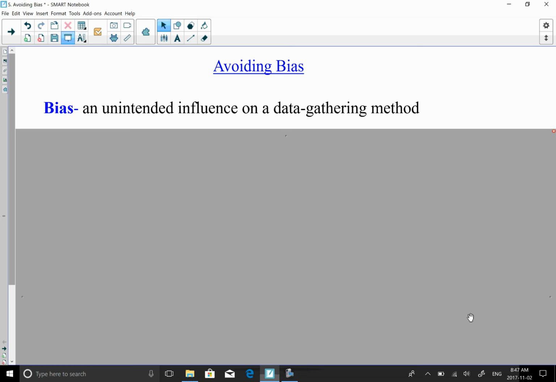Talking about avoiding bias today. So I've been talking about bias a little bit in the last few lessons. Bias is defined as an unintended influence on data gathering method. In my opinion, it could be unintended or it can be intended. You just don't want any bias when you're gathering data.